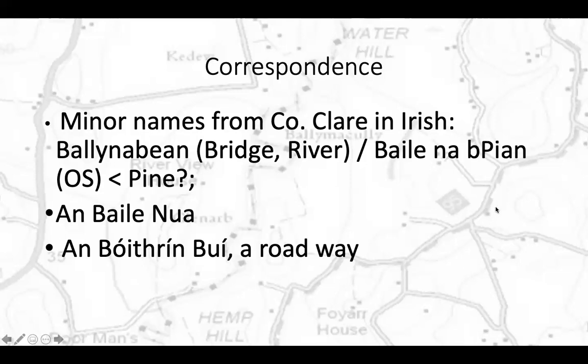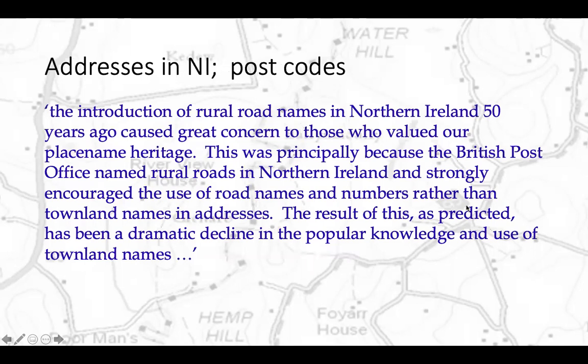But at any rate, he recalls that his mother remembered that this was a small nucleated settlement of nine houses when she was young, and that these have all gone. He also gave us some other names in the same townland, Ballinua, the new town, and also Bóithrín Buí, the name of a road, the Yellow Road, a very common name in Ireland. So the next slide, please.